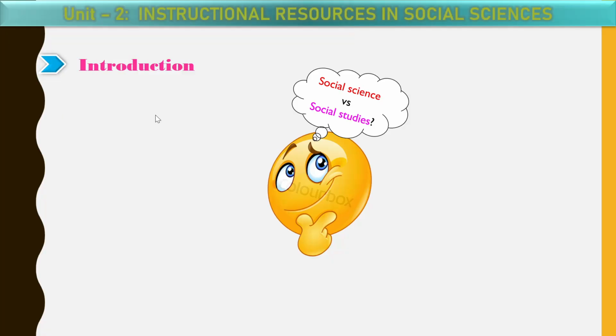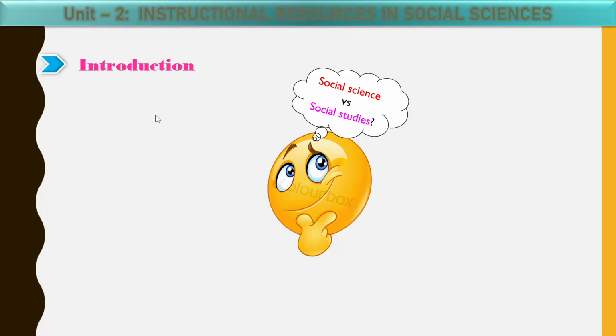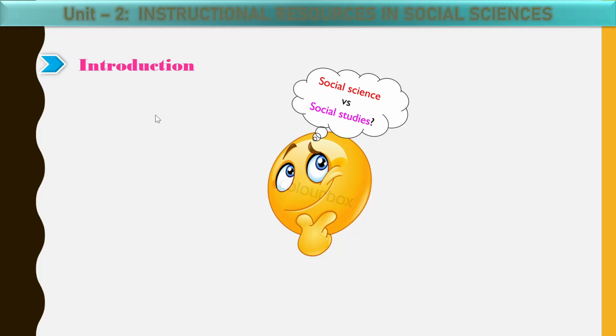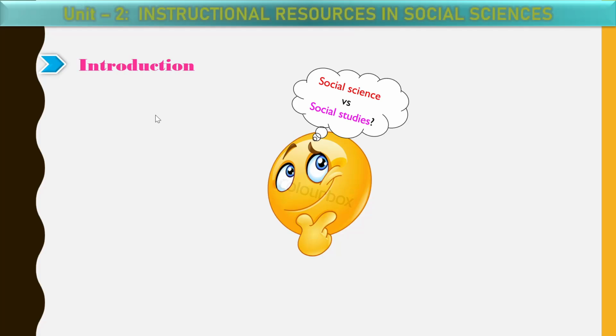Content of social studies includes subjects like history, geography, civics, economics, and in a broader sense incorporates elements of sociology, anthropology, and psychology. Whereas in social science, the content includes specialized disciplines like sociology, economics, political science, anthropology, psychology, and history. Levels: social studies is typically taught in primary and secondary schools. Social science is typically studied at the college and university level.